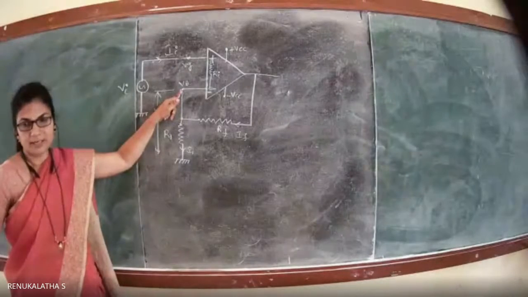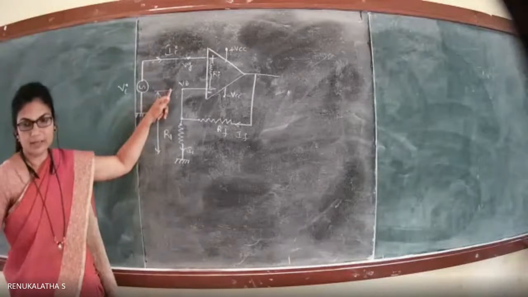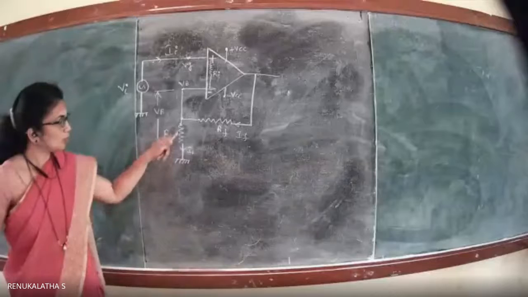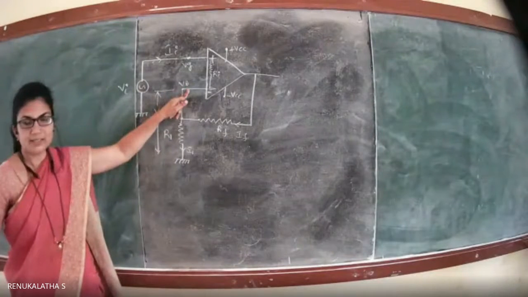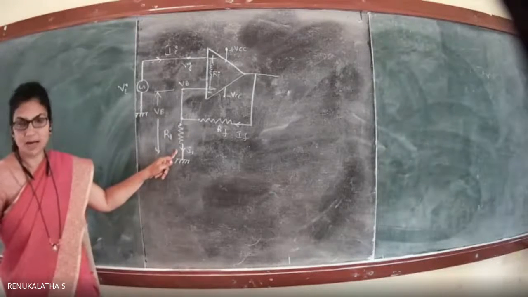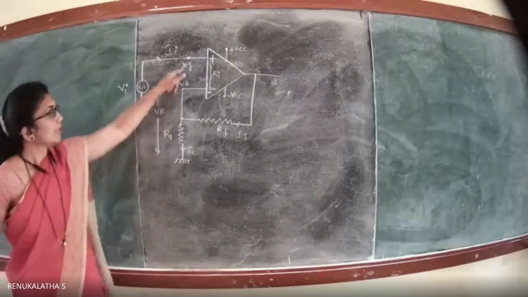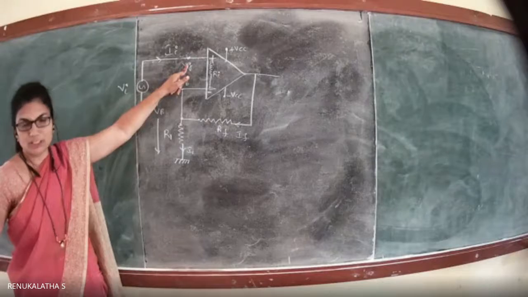I hope you are understanding. Earlier, this was directly connected to ground. Now this point is not directly connected to ground. It is connected to ground through a resistance R1. Hence, if you want to find the exact voltage at this point, you will have to find the voltage drop across this resistance R1. I hope you have understood. And this voltage, let us take this as Vg.